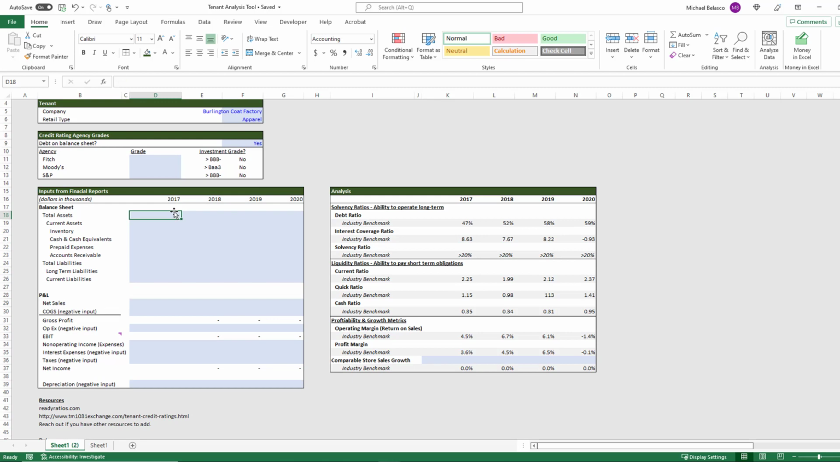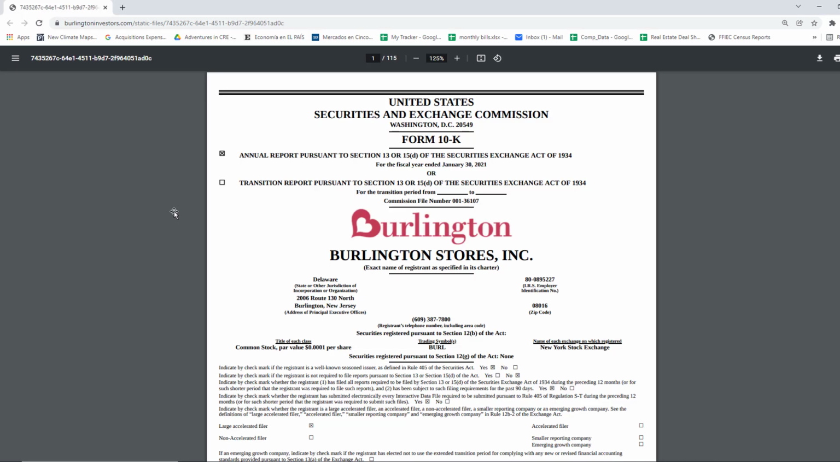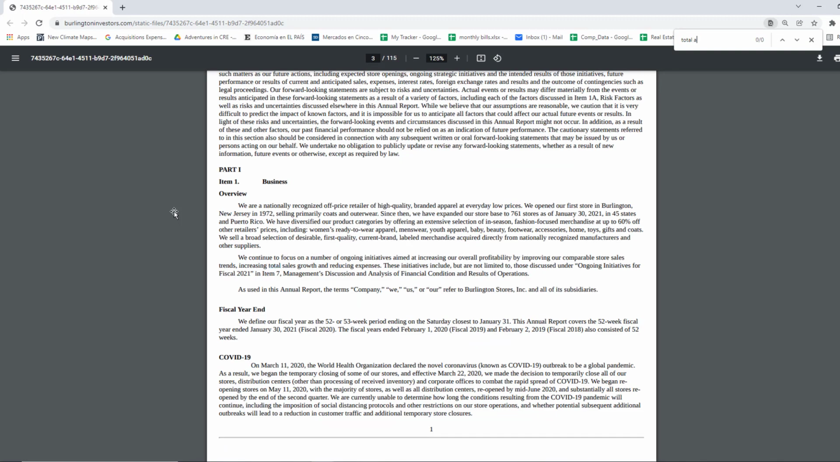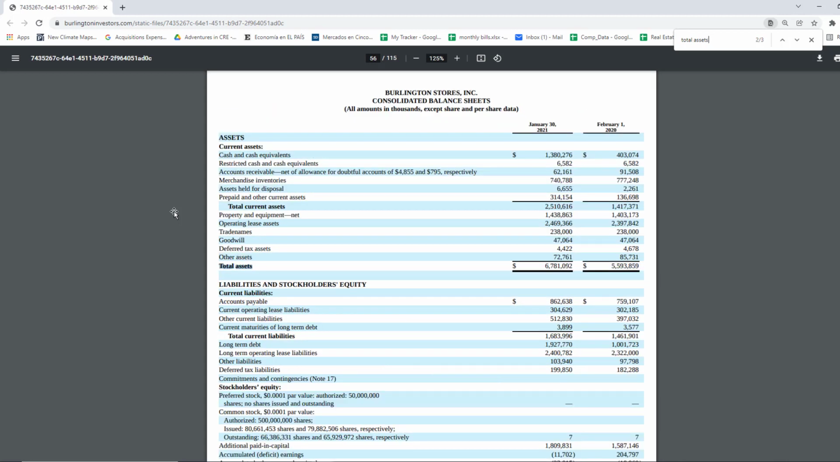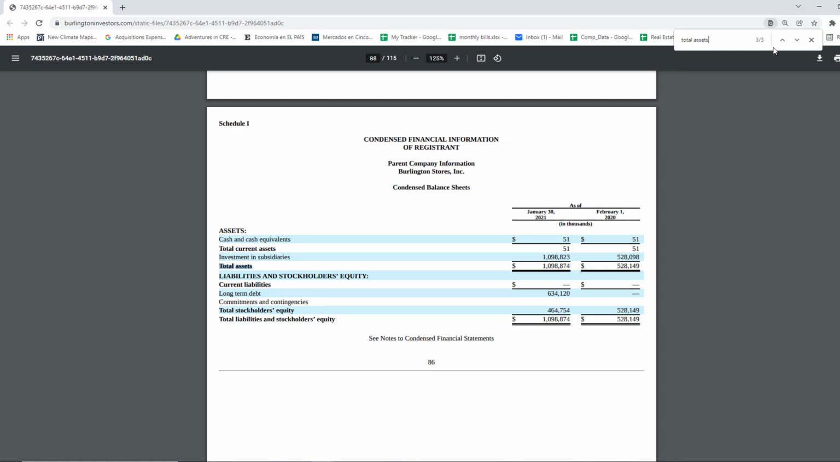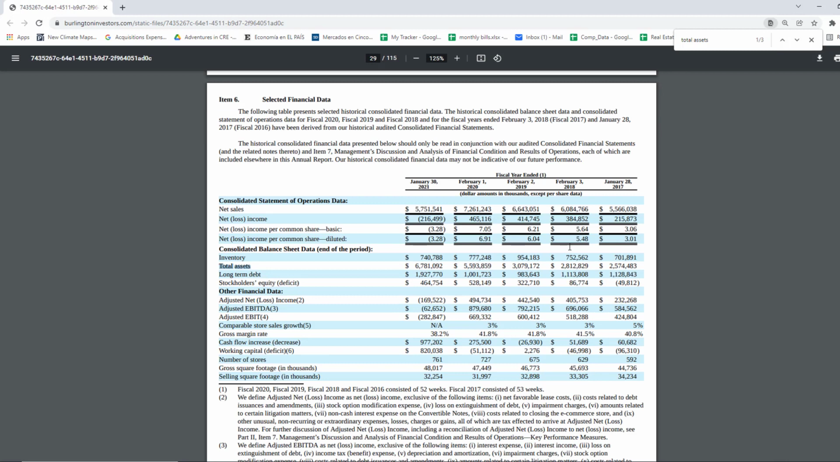All right, so let's start off. We're going to fill in total assets. So we'll come here, and what I like to do is just Control F and type total assets, and it will usually take us right to the balance sheet. There are 3 instances where total assets occur. So it looks like there's only 2 years of, oh no, here we have 5 years.